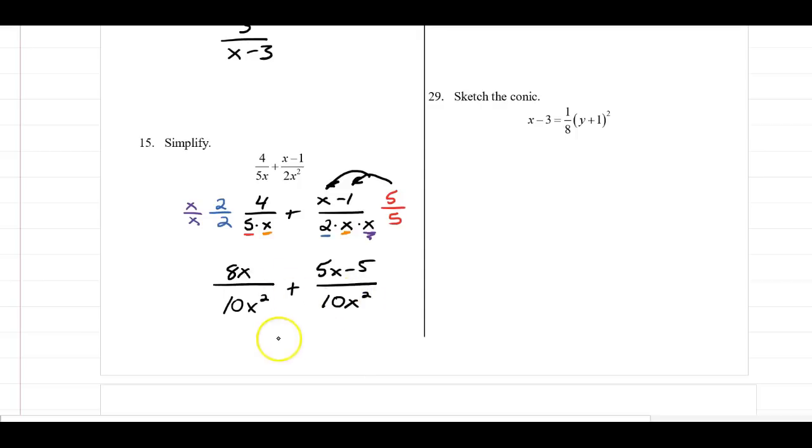And so now since I have a common denominator, I can add them. And the denominator doesn't change. So now 8x plus 5x gives us 13x, and the minus 5 doesn't have anything to combine with. And so my final answer is 13x minus 5 over 10x squared.